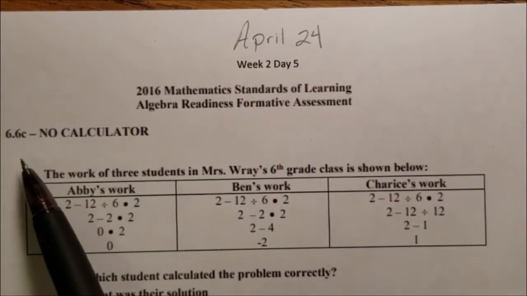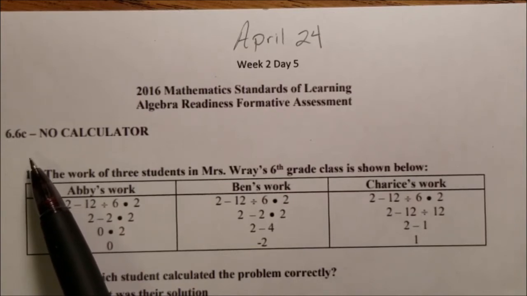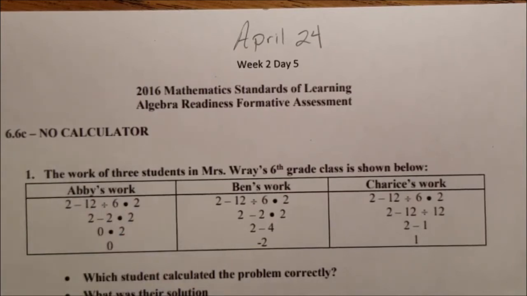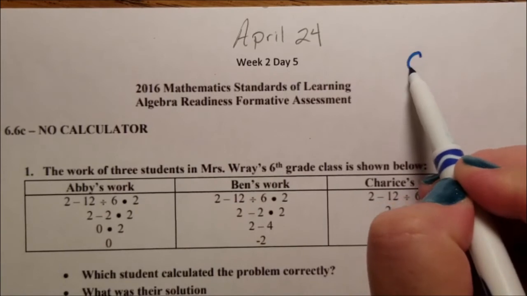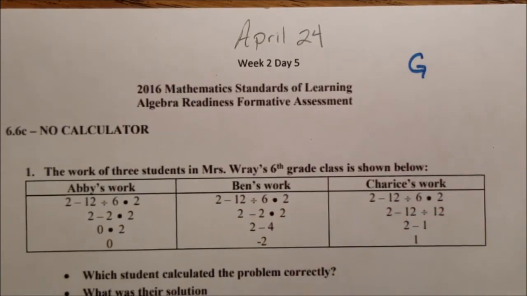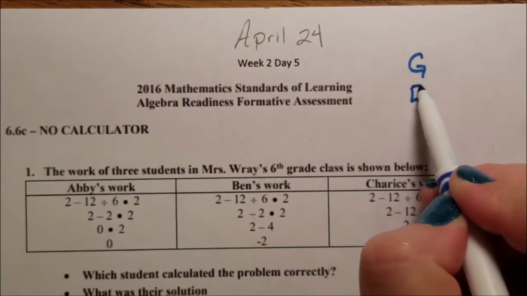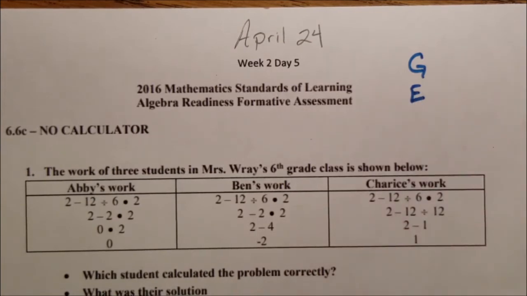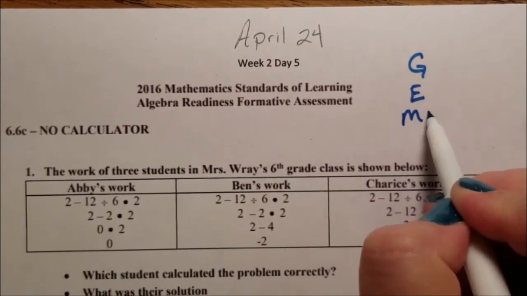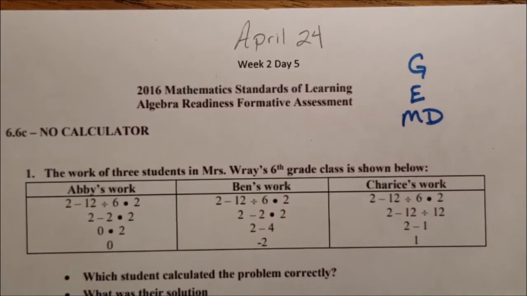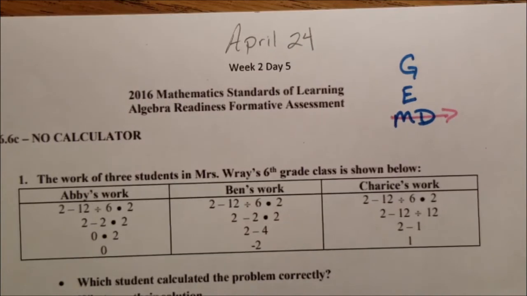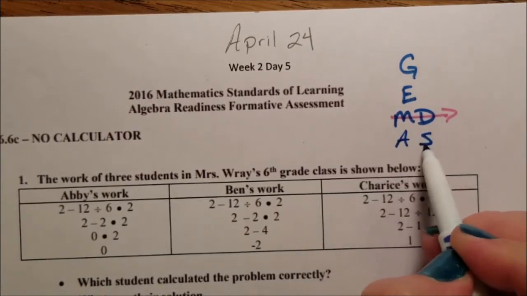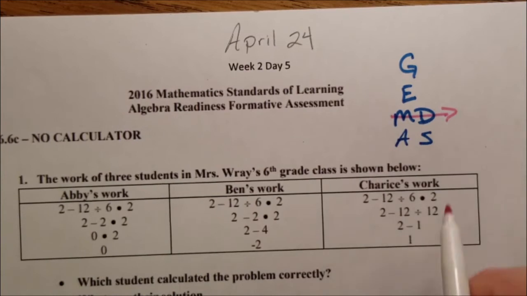We're on 6.6C. That's Order of Operations, where you use no calculators. So the first thing we want to do is to review the order of operations. And we're going to do this right here. Starts with a G, stands for groupings. Then you have E is exponents. Then multiply and divide. But to multiply and divide, you must do it left to right. Then you have add and subtract, but that also must be done left to right.